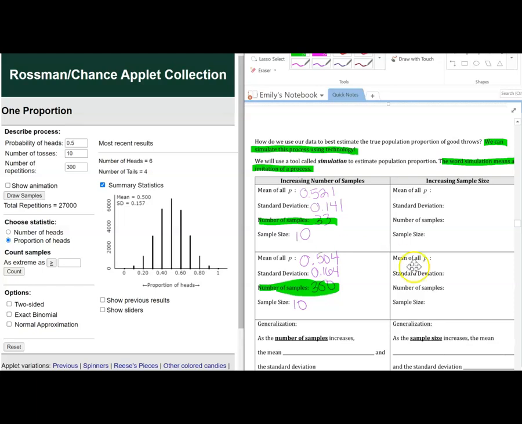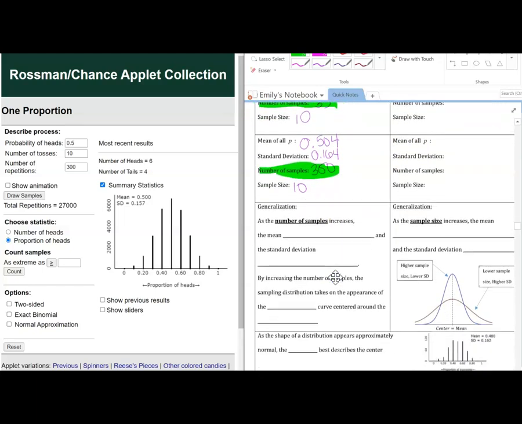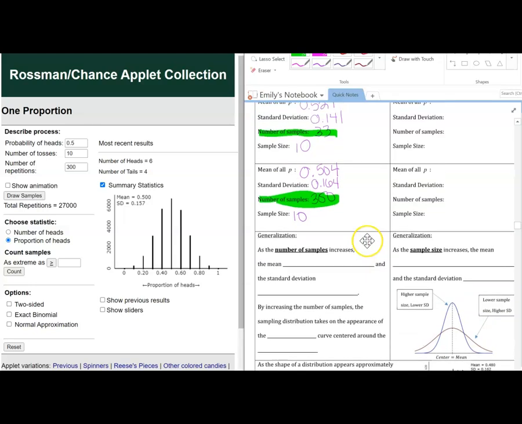So let's actually continue filling this out. Our generalization here is that as the number of samples increases, the mean remains about the same. So that squiggle means about or approximately the same. And the standard deviation remains about the same.